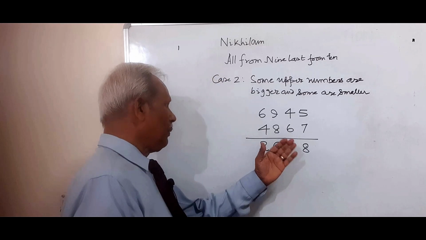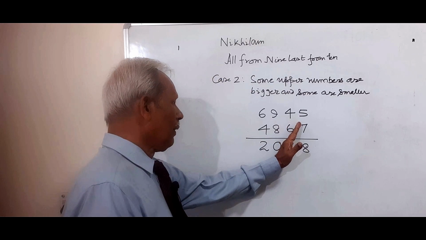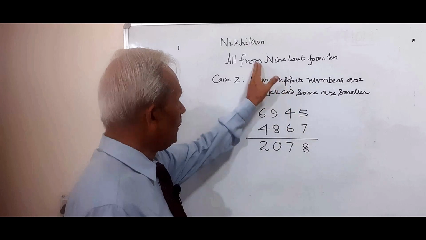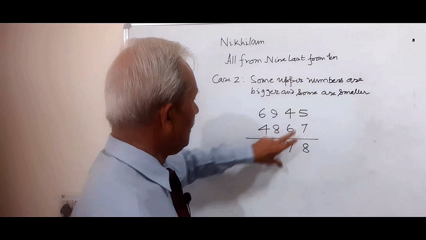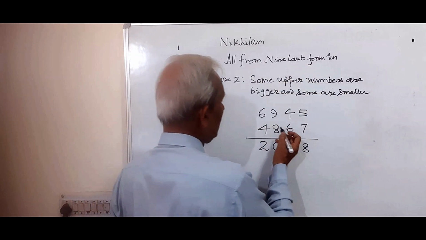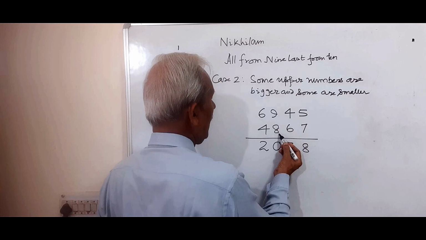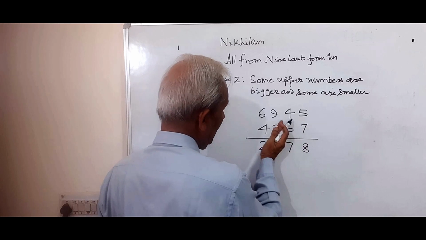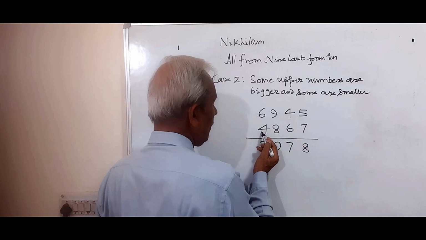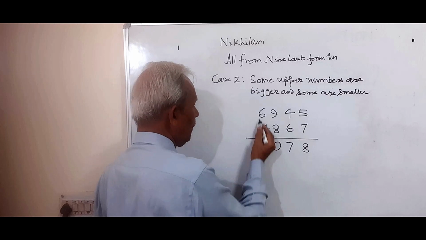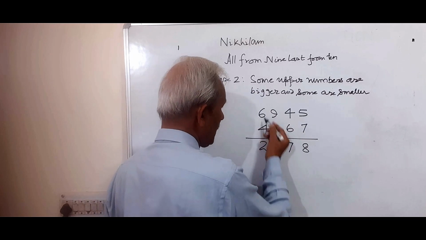As long as you are in complement, you will follow this: all from 9, last from 10, the Nikhilam Sutra. But once you're out of that, the first time you will add 1 to this. And then you're already out of complement, so the next time you do not add 1 to this, you'll simply do the subtraction, 6 minus 4.